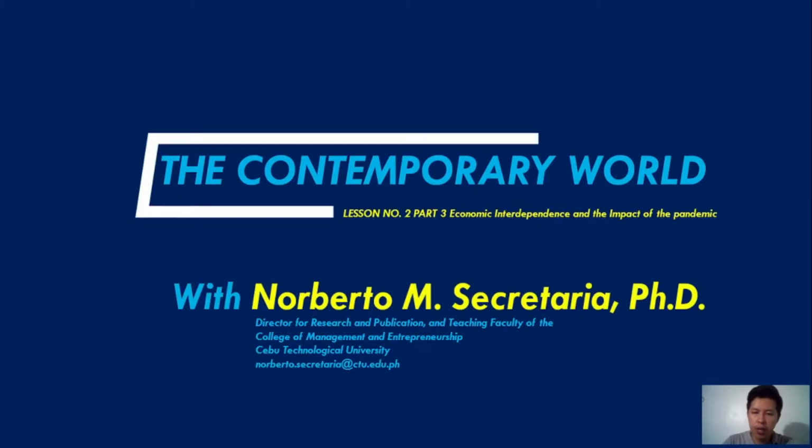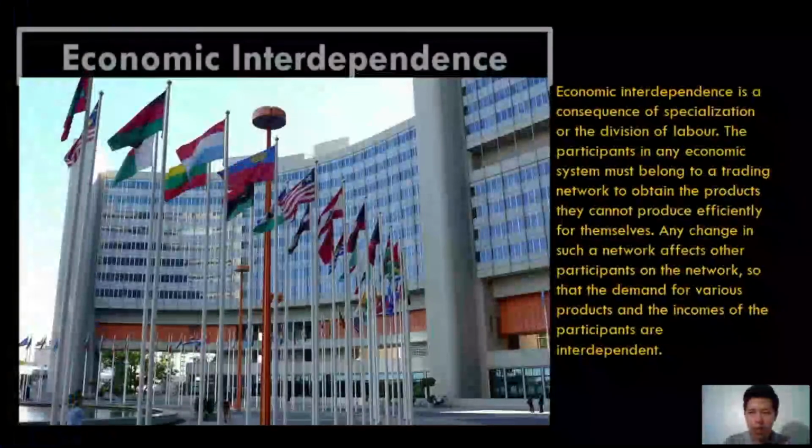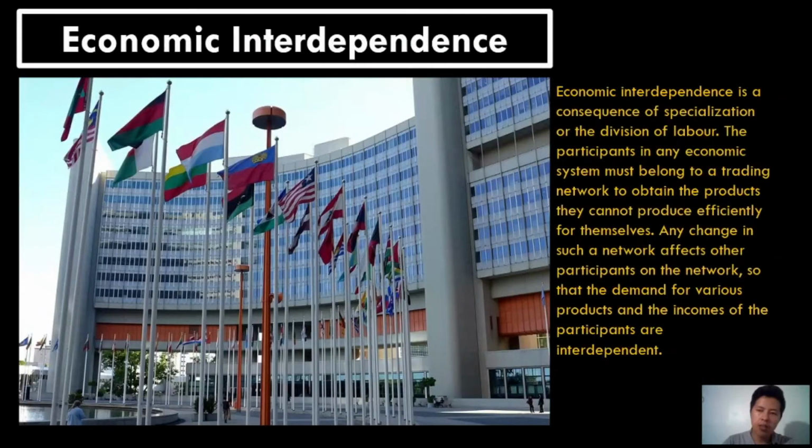In this lesson, we'll be talking about economic interdependence and the impact of COVID-19. Economic interdependence is a consequence of specialization or the division of labor. The participants of any economy or economic system must belong to a trading network to obtain products that they cannot produce efficiently for themselves. Any change in such a network affects other participants, so that the demand for various products and the income of the participants are interdependent.